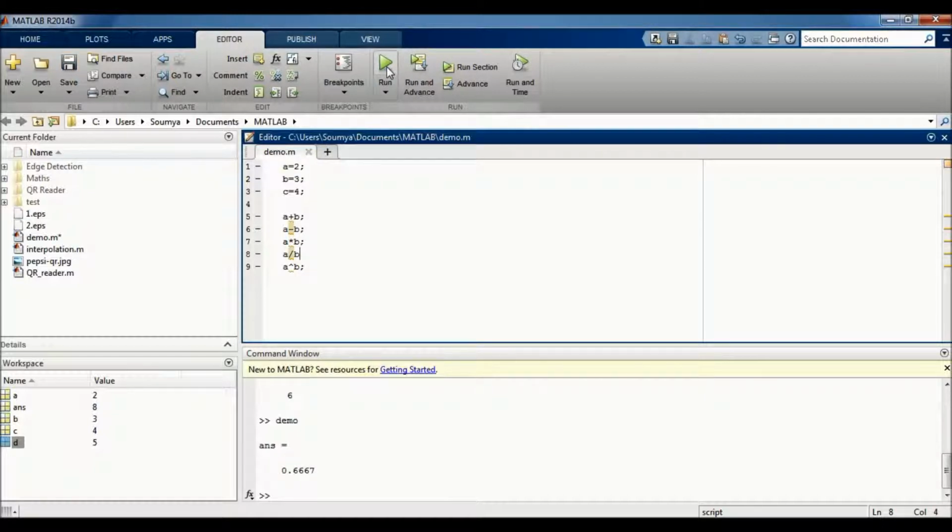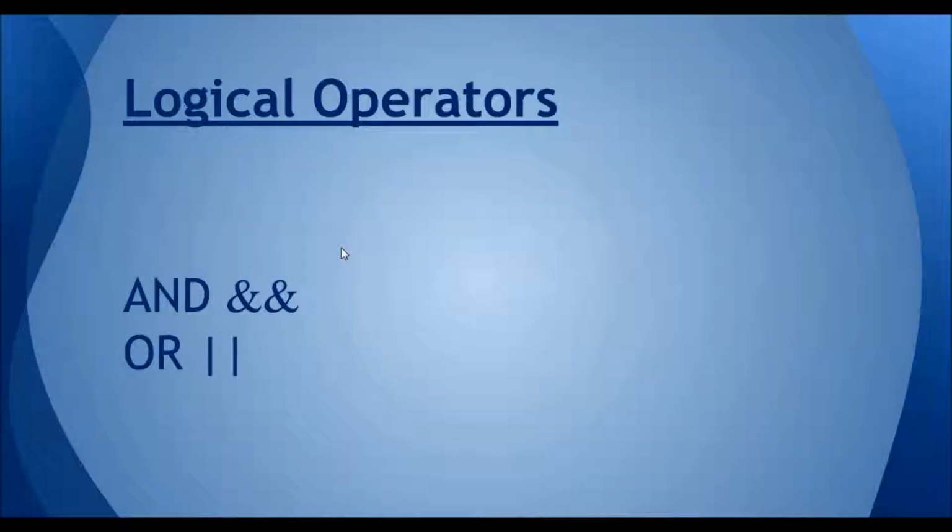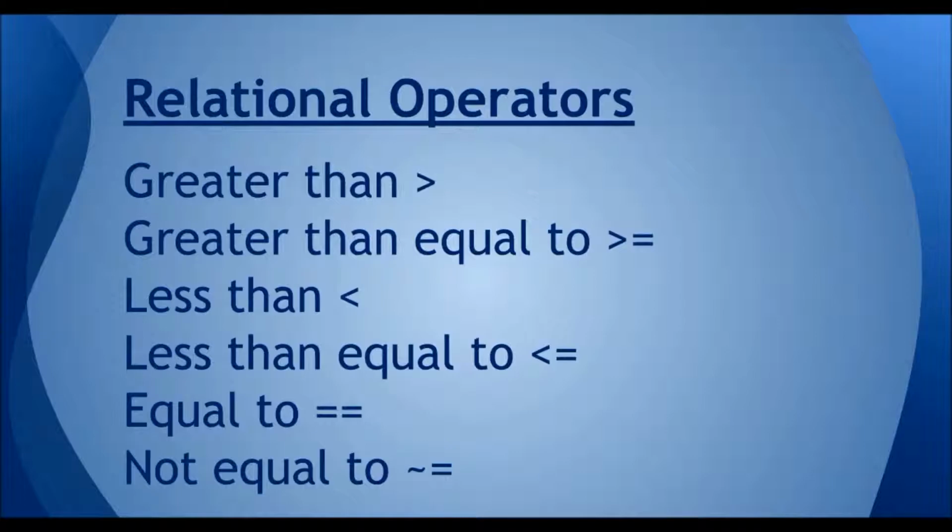Now a into b, 6. a divided by b, 0.6667. And next is a to the power of b, so it's 8. 2 to the power 3 is 8. So this is how the arithmetic operations work in Matlab. Now next let's come to the relational operators.